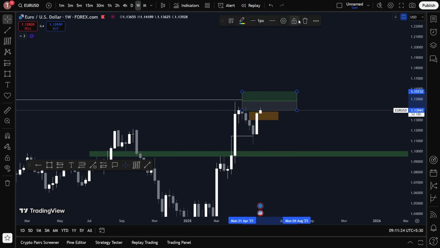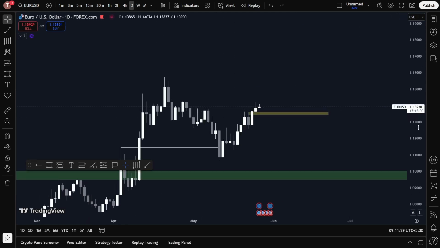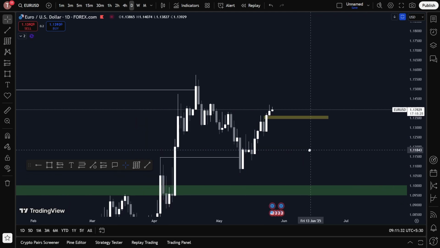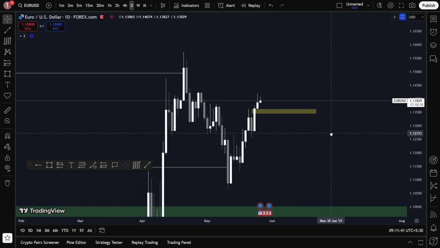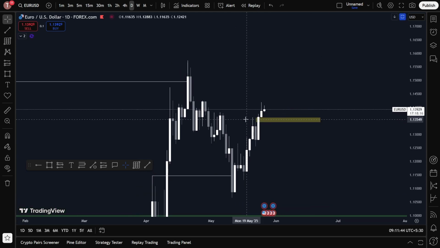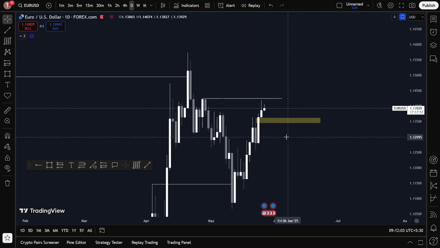So now let's move to the daily to see what we have in there. As we move into the dailies, what we can see is that after respecting this flip zone, the price has left this FVG. So this is kind of a sign in the chart that the price is bullish. So from here, I'm anticipating that most likely this equal high is going to be targeted by the price. So let's move to the 4 hours to confirm our bias.